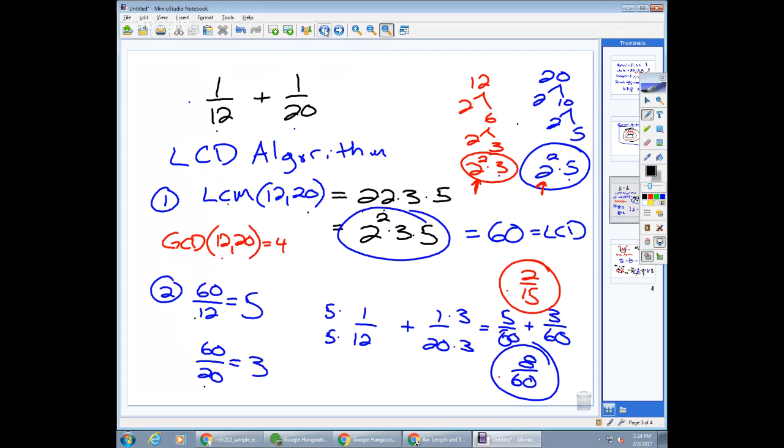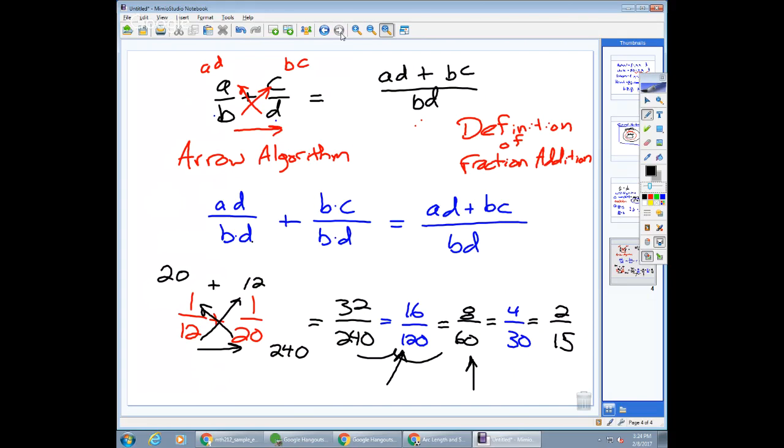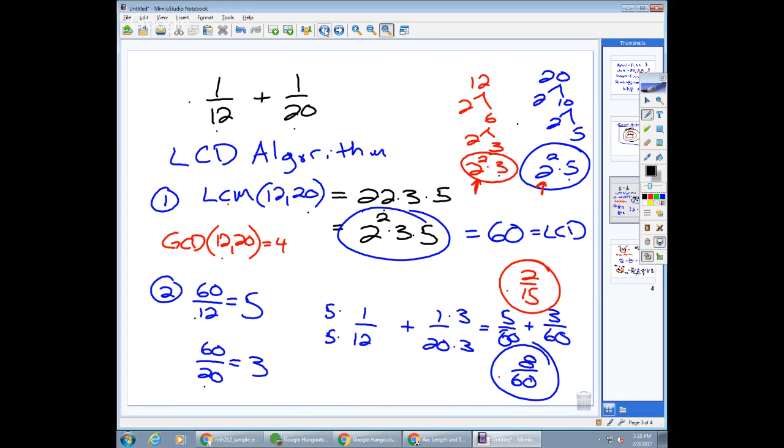Now, you're really going to end up seeing both in your textbooks in school and in the programs you go into. You could argue that in elementary school, you really only need the arrow algorithm and then teach them how to reduce. But if they ever go into algebra, the LCD algorithm is super important in algebra. So it's a tough one there.